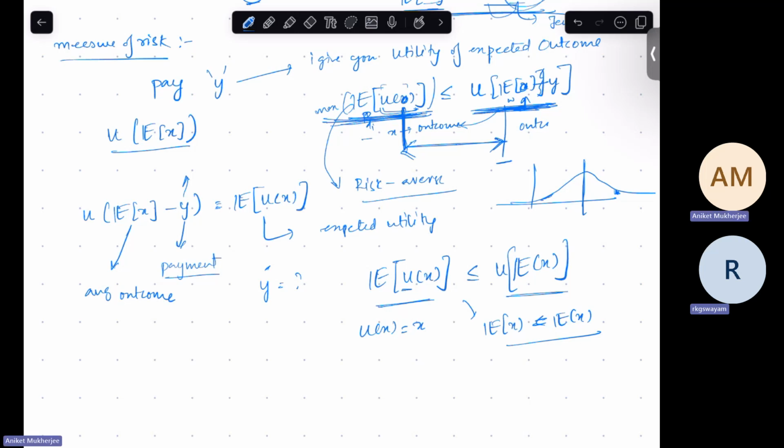Yes. And basically, okay, so now how I quantify risk is I calculate what is the highest y.